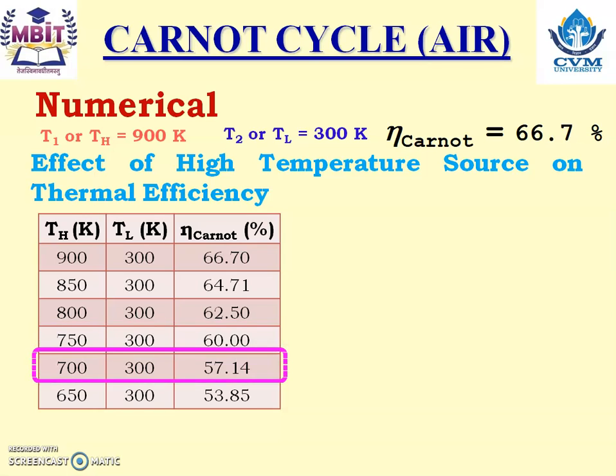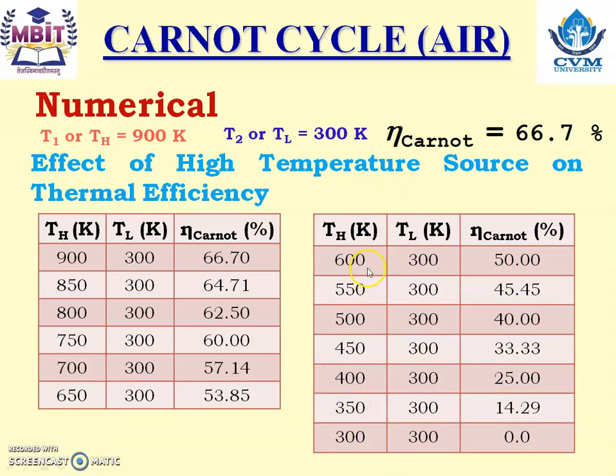If we reduce again, it will be 57.14%. And on further reduction, it will be 53.85%. If we continue to reduce up to 300, we get the efficiency 50%, 45.45%, 40, 33.33, 25, 14, and with the same temperature as TL. If the temperature of TH and TL are same, efficiency is 0.